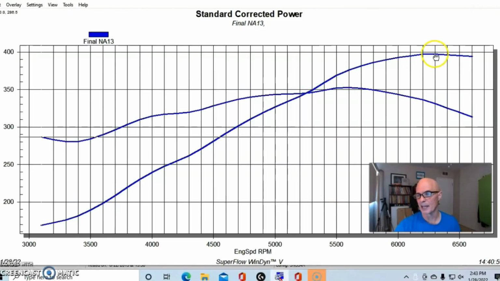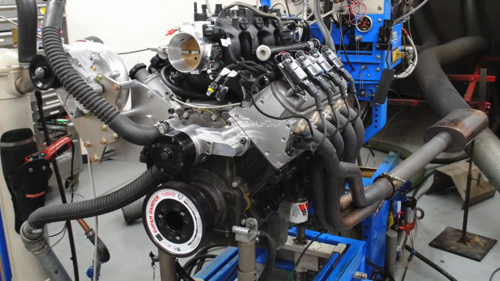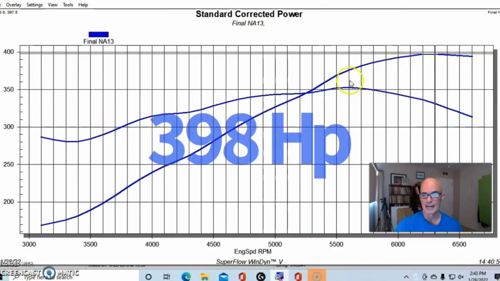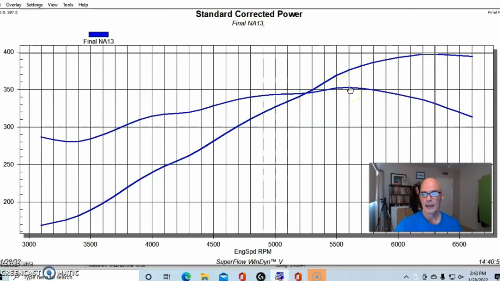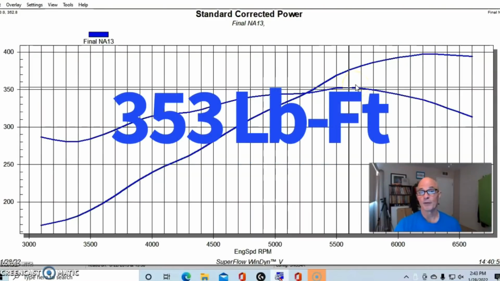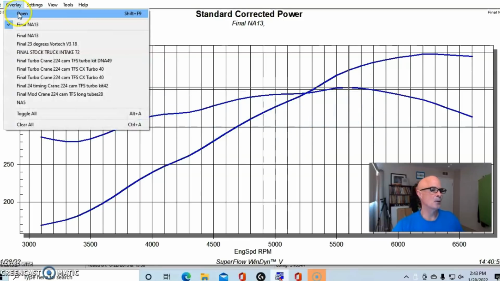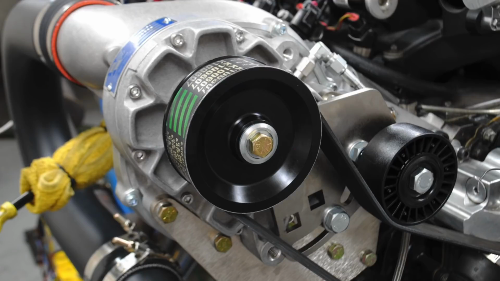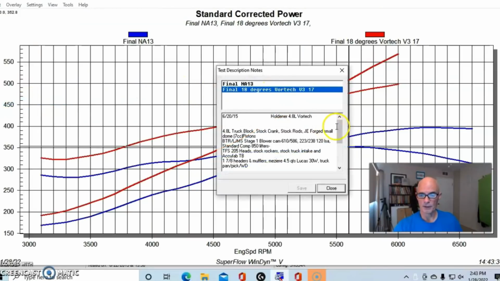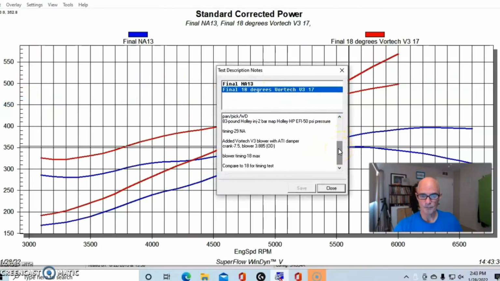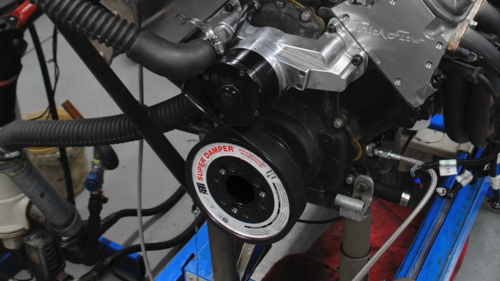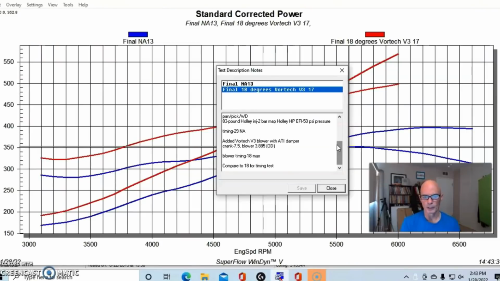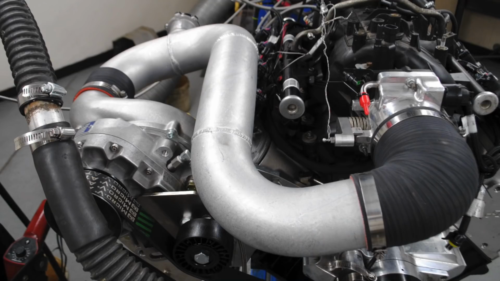So when we ran this thing naturally aspirated with that blower cam, it produced almost 400 horsepower, 398 horsepower, and 353 foot-pounds of torque. So here's what happened when we added our blower. We had a Vortech V3. This was non-intercooled at the time, I believe. I want to check and verify that. The Vortech V3 had an ATI damper on it that we used for the lower pulley. It had a 7.5-inch blower pulley, and it was non-intercooled at the time.